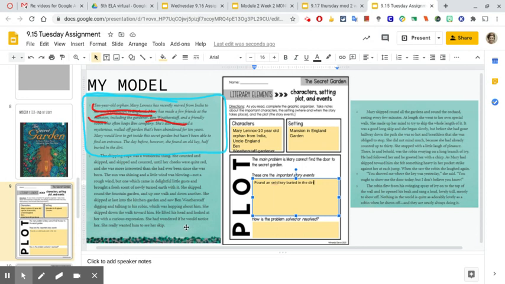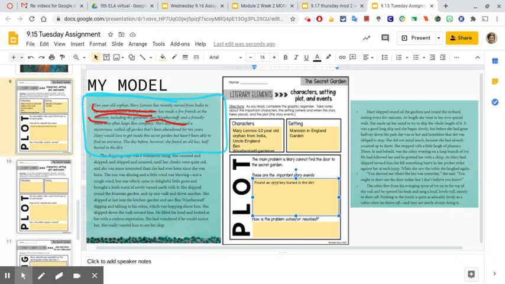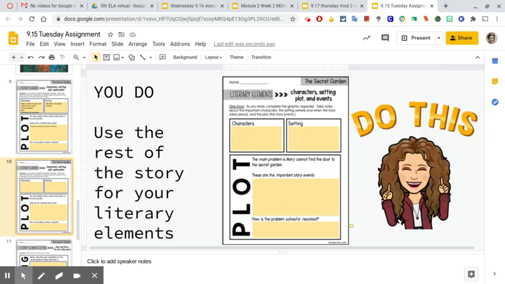So you're going to keep reading the entire story. Don't just stop on the pages that I have up here. You're going to read the entire story, page 113 in your book to the end of the story. This is the you do. Use the rest of the story for your literary elements.